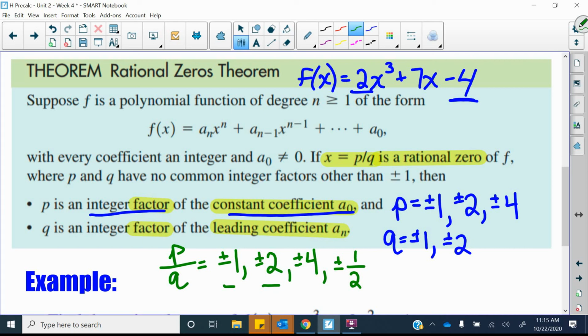So thinking about all the rational numbers in the entire universe, you just got your possibilities as zeros down to 8 possibilities. So positive and negative 1, positive and negative 2, positive and negative 4, positive and negative 1/2. So again, this is just a list to help get us down to a smaller number of possible rational zeros.